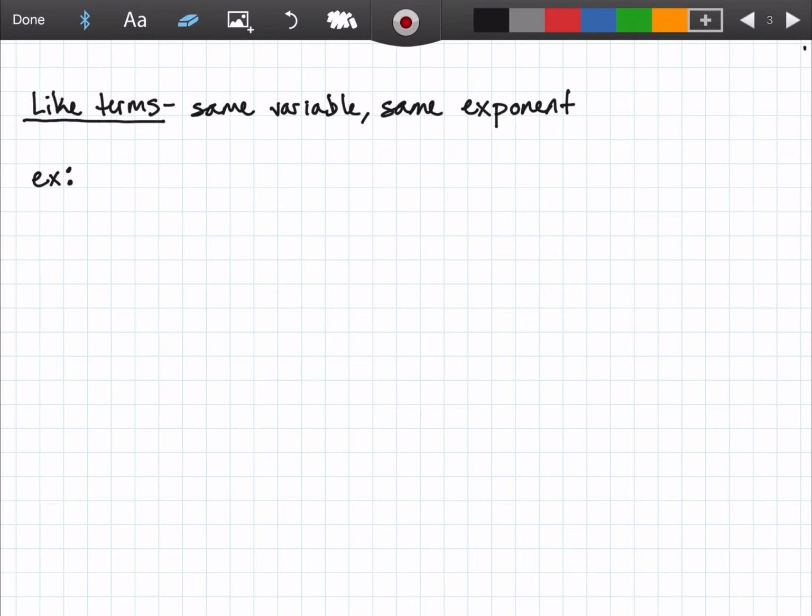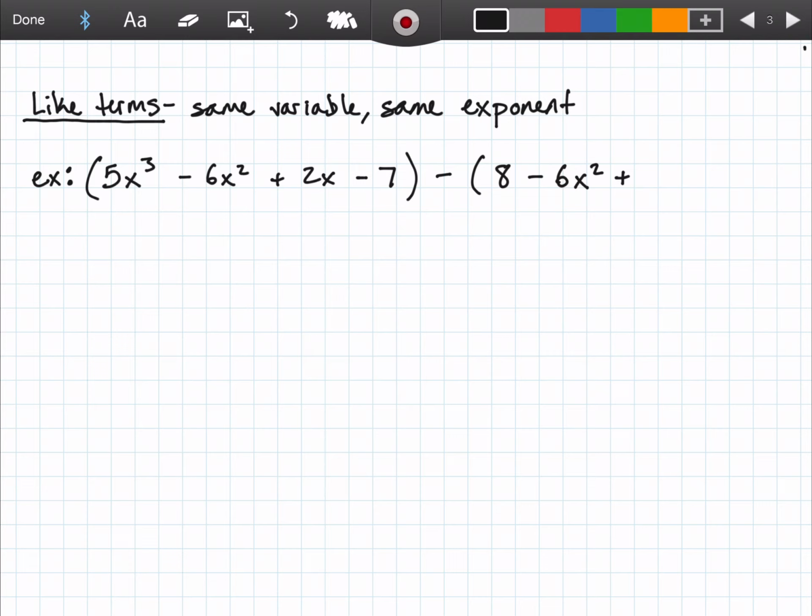So I could have a lovely polynomial over here, 5x cubed minus 6x squared plus 2x minus 7. And now I'm gonna take that and add it. You know what, I'm actually gonna go over subtracting. Woo, look at me getting all fancy. And let's say, I'm also gonna put this out of order because I feel like it. Maybe let's go 8 minus 6x squared plus 10x cubed minus, changing my mind, minus 7x.